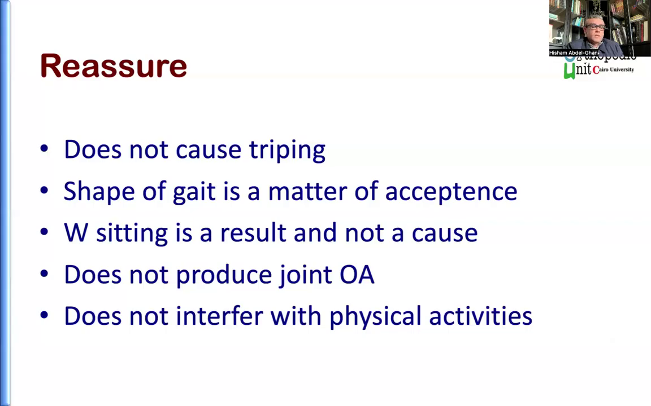There is no study that proved that malrotation or internal intoeing gait will cause joint osteoarthritis. Only in the case of measurable malalignment or measurable malrotation, such as increased femoral anteversion with external tibial torsion, will it cause patellofemoral osteoarthritis. Otherwise, it does not cause osteoarthritis. Lastly, it does not interfere with physical activities.